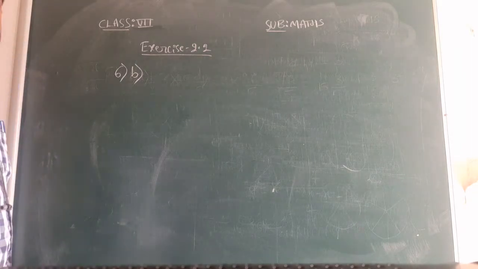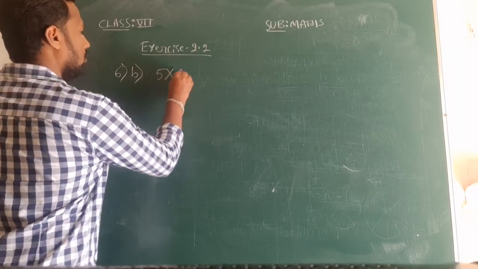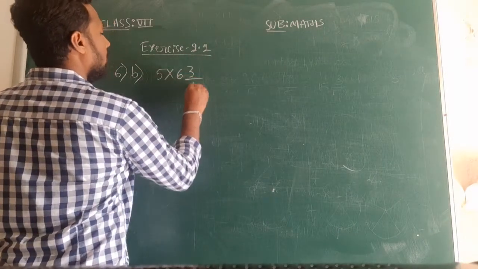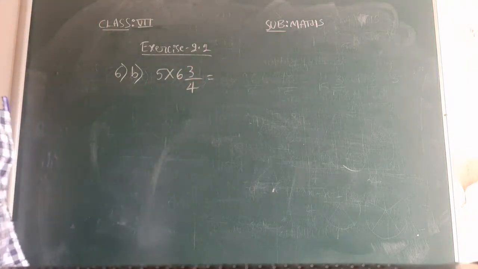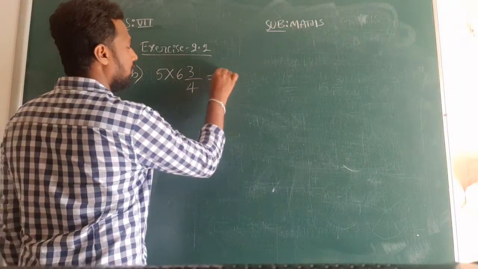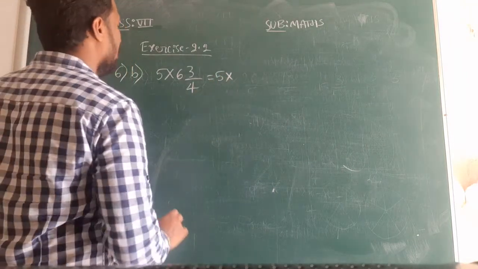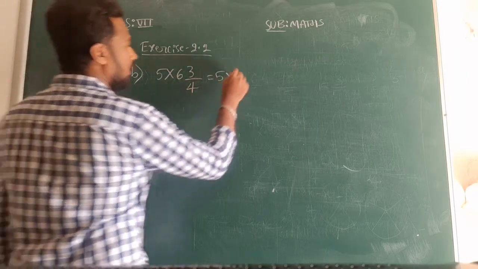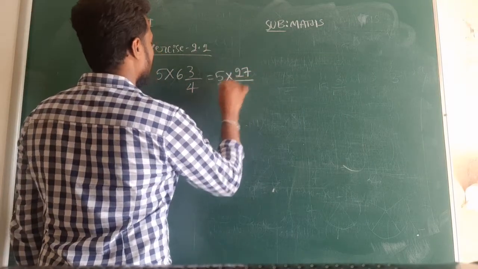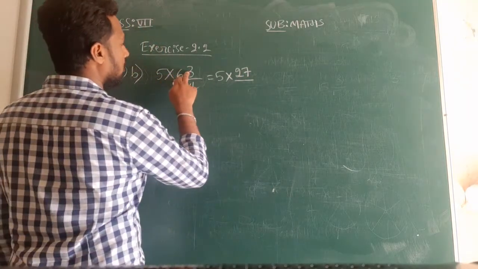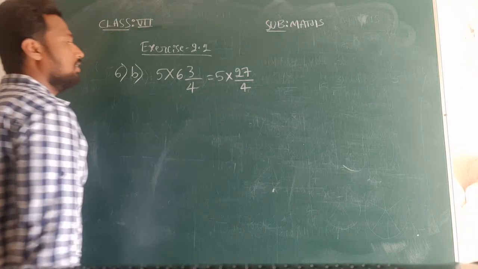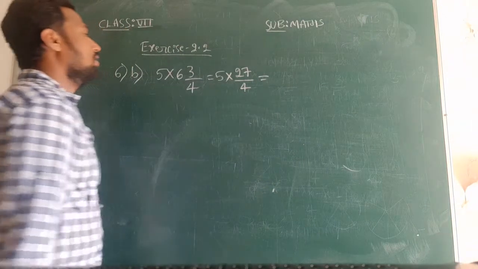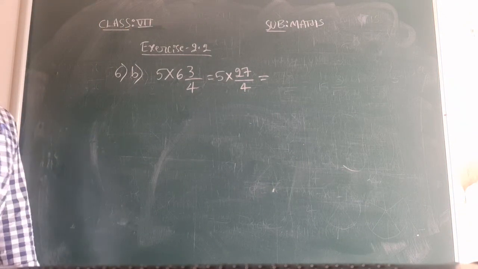5 into 6 of 3 by 4. Now we will convert this mixed fraction to an improper fraction. How? First we will write 5 as it is. Next, 4 sixes are 24. 24 plus 3, what will we get? 27. 4 sixes are 24, 24 plus 3 is 27, and 27 divided by 4. Now what we got is 5 into 27 divided by 4.